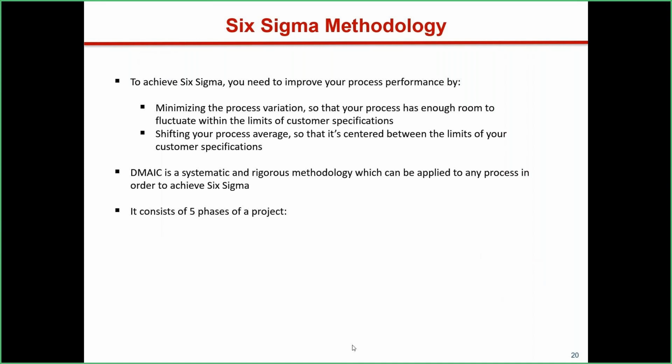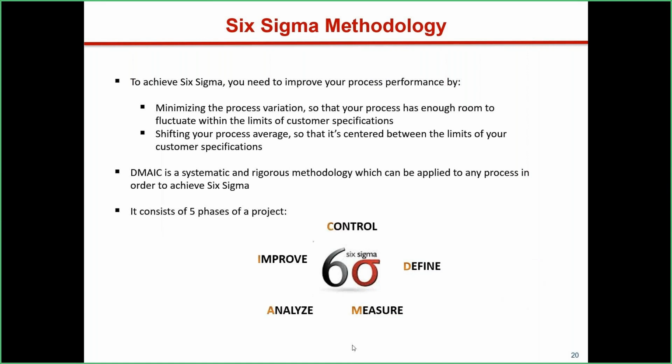So DMAIC is a systematic and rigorous methodology which can be applied to any process in order to achieve Six Sigma. It consists of 5 phases of a project: define, measure, analyze, improve, and control. You may get a question, what does C stand for in DMAIC? And they might give you multiple choice or it might be just fill in the blanks. So you should know this very well, that DMAIC stands for define, measure, analyze, improve, and control.